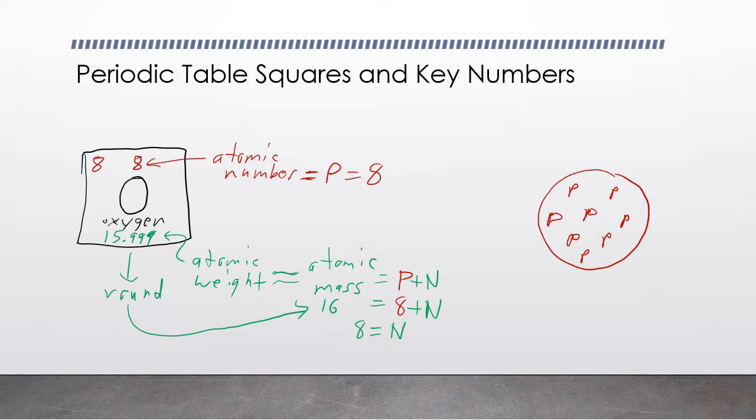Okay? So if we wanted to draw our oxygen atom over here, we'd have to put in 1, 2, 3, 4, 5, 6, 7, 8 neutrons. Forgot to put my pluses on my protons here.